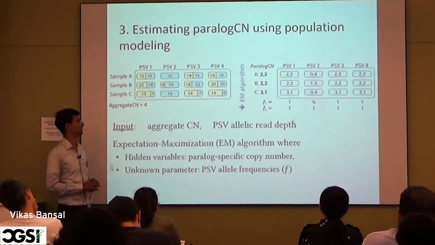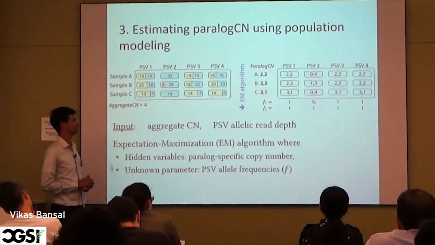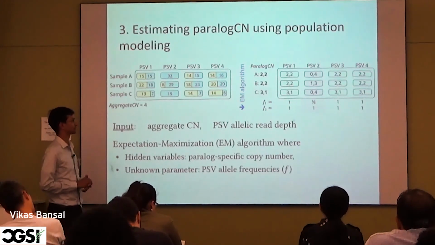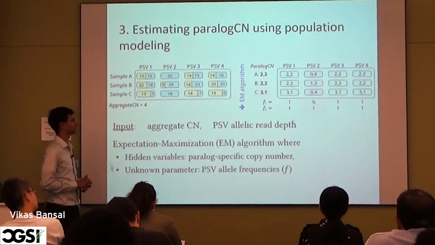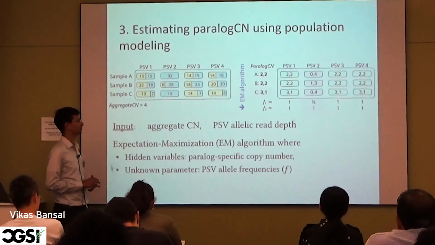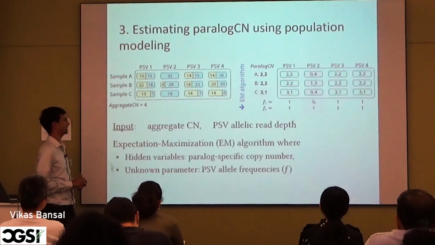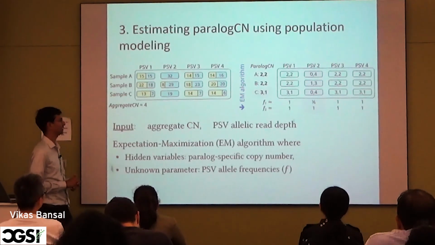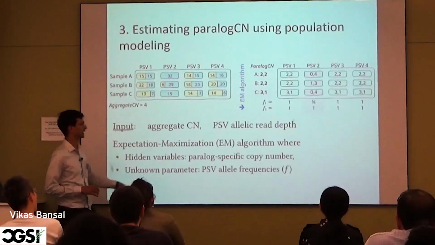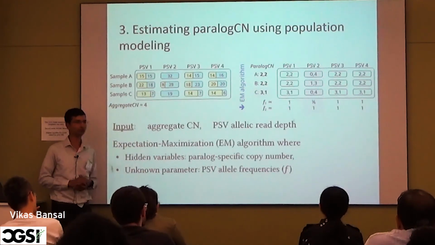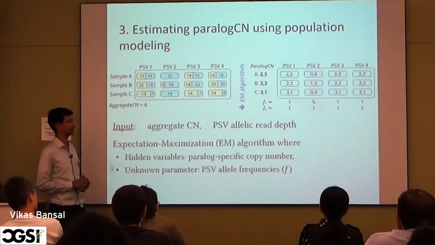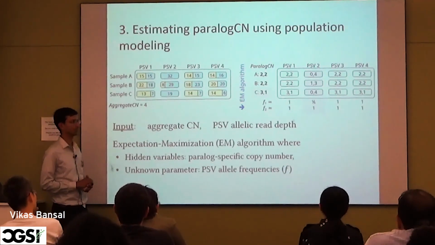I'm just showing you the results in this toy example. Sample A has paralog-specific copy number of 2,2. Similarly, B also has 2,2, and sample C has copy number of 3,1. And we see from the F values that all the PSVs are reliable except PSV2, because it has a frequency of 1/6 for copy 1.